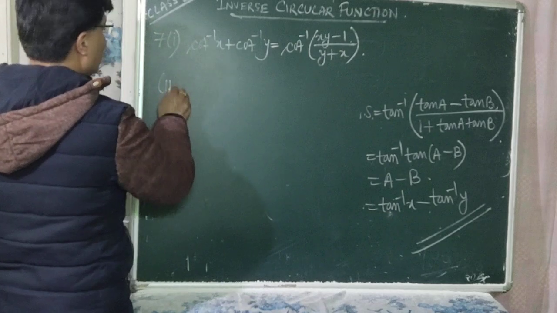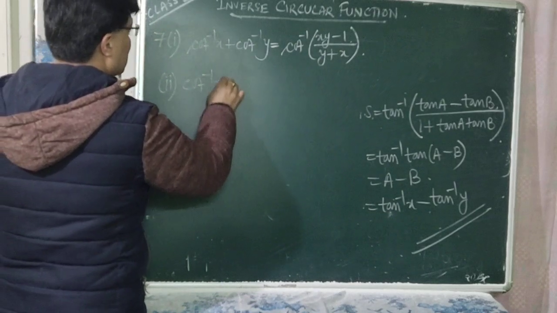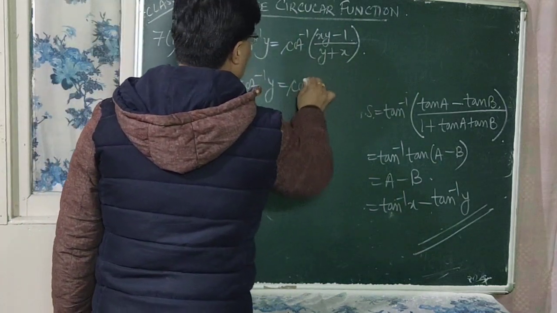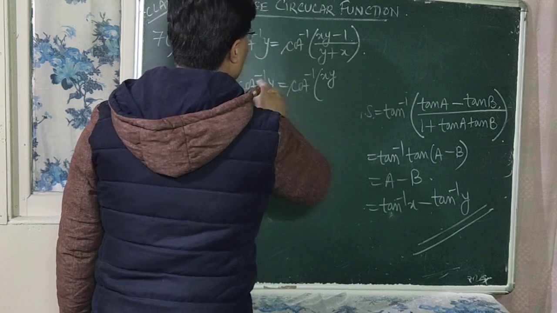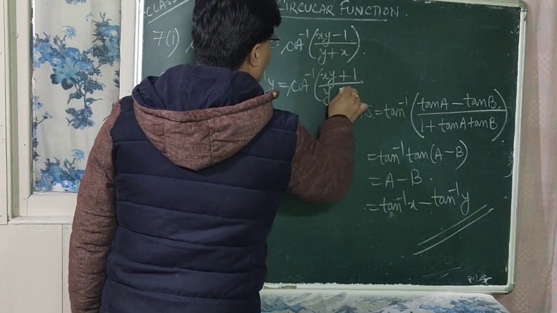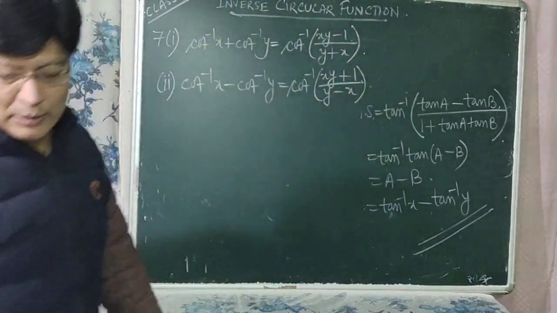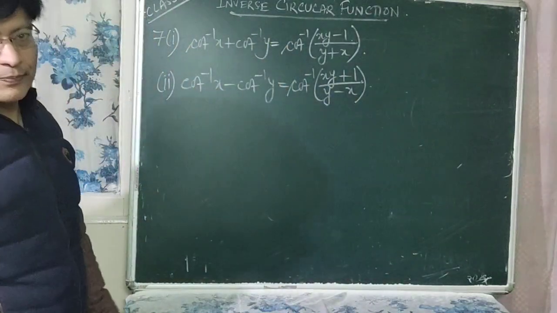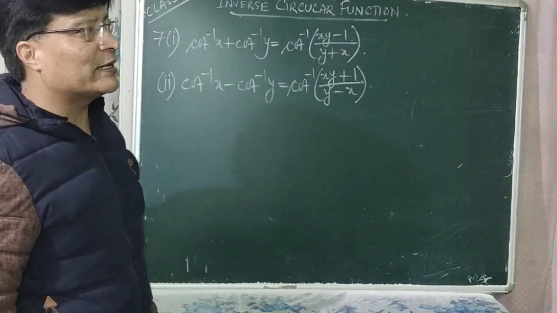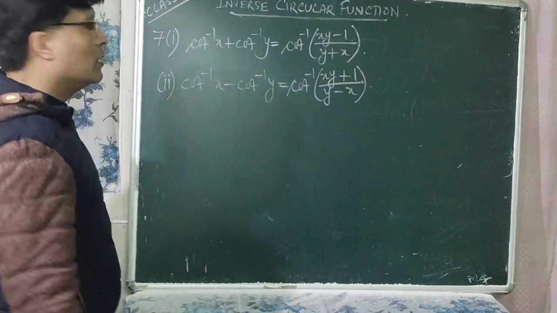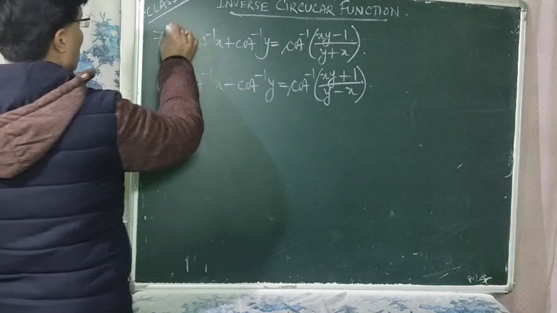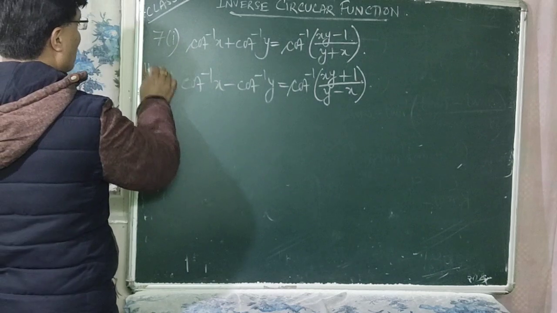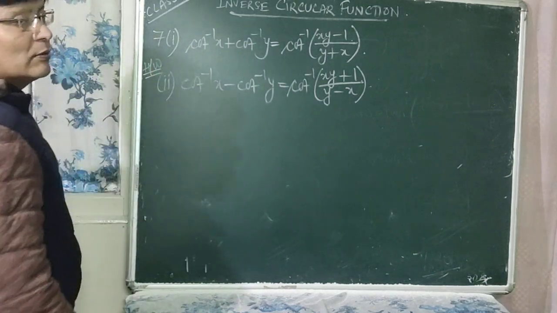And number 2 is cot inverse x minus cot inverse y is equal to, what will be the formula? Similarly, it is cot inverse of xy plus 1 divided by y minus x. Now let us prove it. You can prove it from compound angles again, that is cot of a plus b and cot of a minus b, where we use the formula. So number 1 we will do here, and number 2 will be our homework.